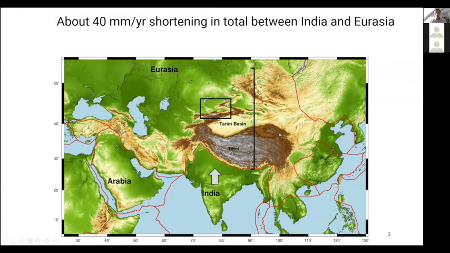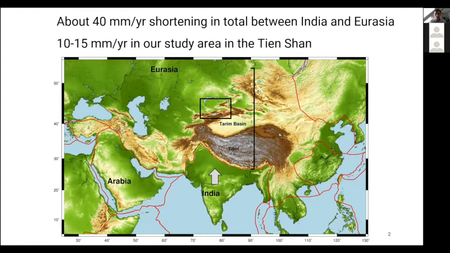So this is our area of interest. Here you can see that we have about 40 millimeters of north-south shortening between India and Eurasia in total. And here, that's the area I will talk about today. There we have about a quarter of that, so about 10 to 15 millimeters of north-south shortening is taken up here in the northern Tian Shan area. So this is Tian Shan, this big mountain range here, and I'll talk about this bit today. So 10 to 15 millimeters of shortening per year in this area.